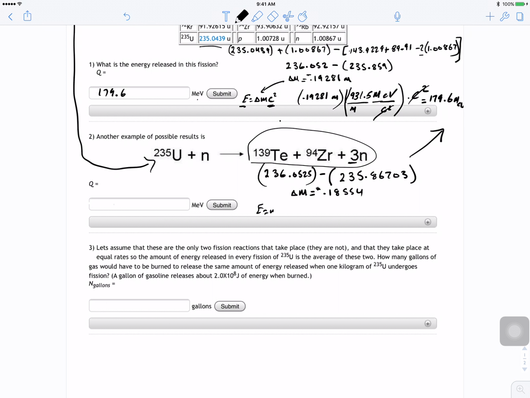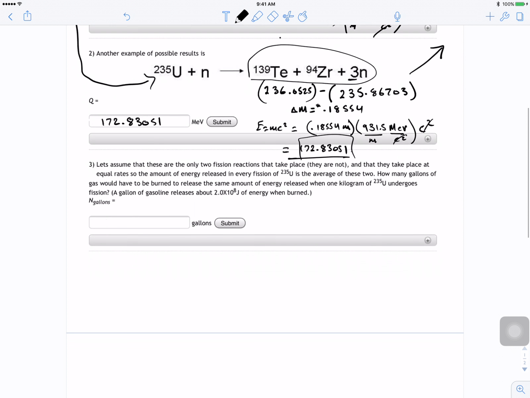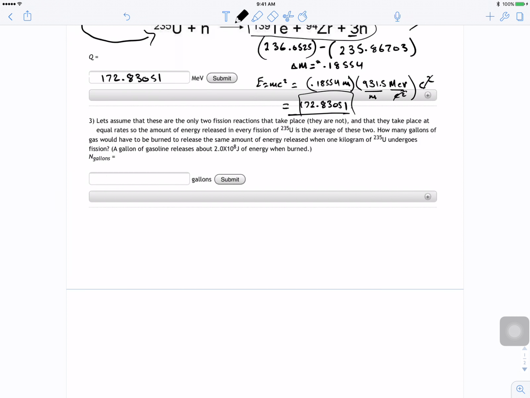So E is equal to delta m c squared, which is equal to 0.18554 U times 931.5 million electron volts per U. Therefore, I got 172.83051 million electron volts. Let me write it right here, 172.83051.